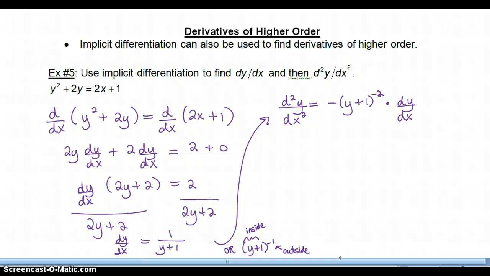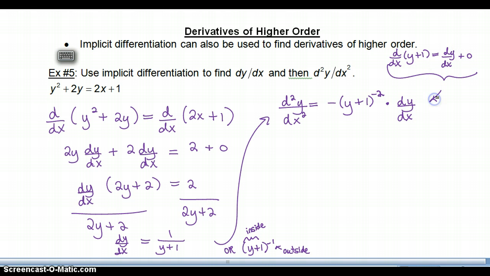Okay, do you understand why the dy/dx is there? No. Okay, look at what's inside. It's y plus 1. So if I had to find just d/dx of y plus 1, what would that be equal to? It would be dy/dx plus 0. Yeah, that's it. Do I really need the plus 0? So that's how we got that.